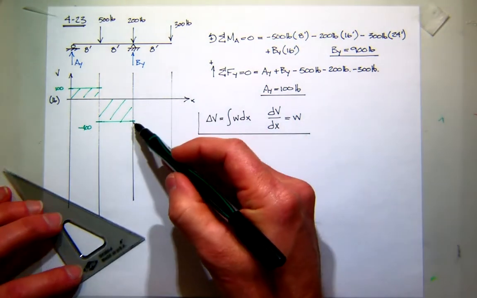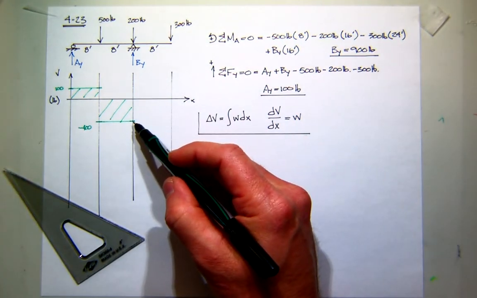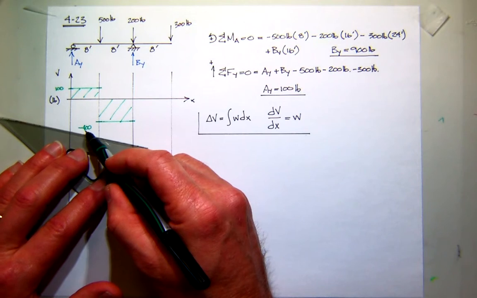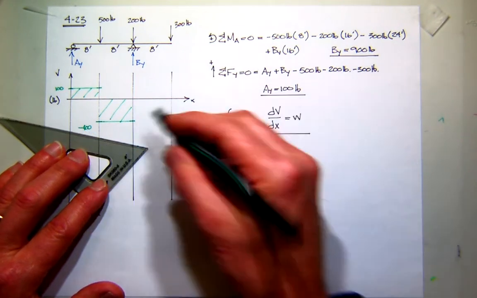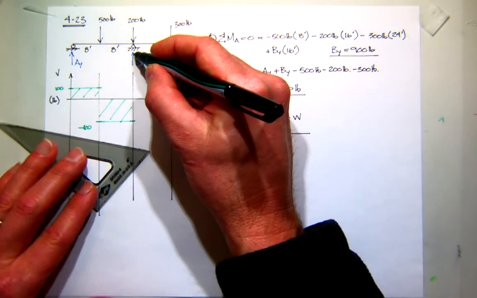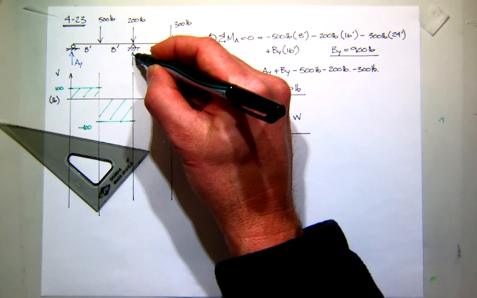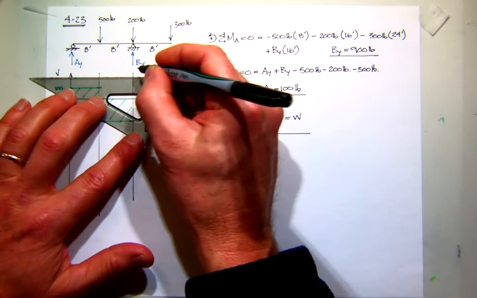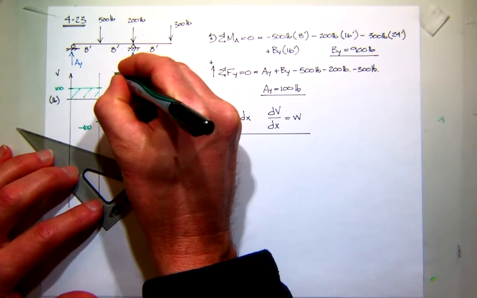Now what happens is we hit BY. BY is 900 up. So negative 400 plus 900 brings us to 500. But we also have the 200 pushing us down, which brings us to 300.